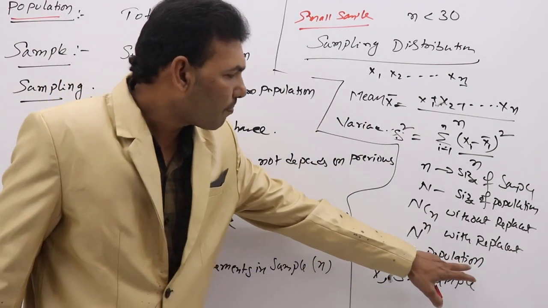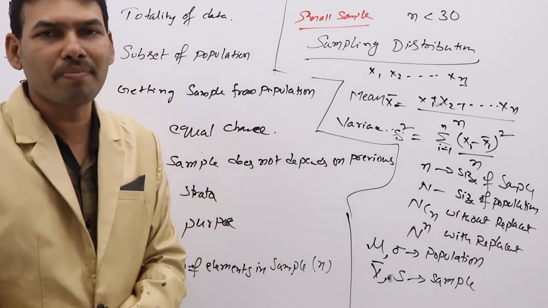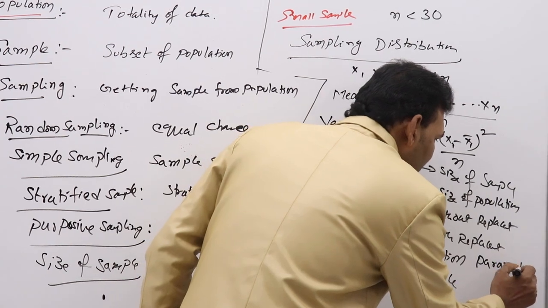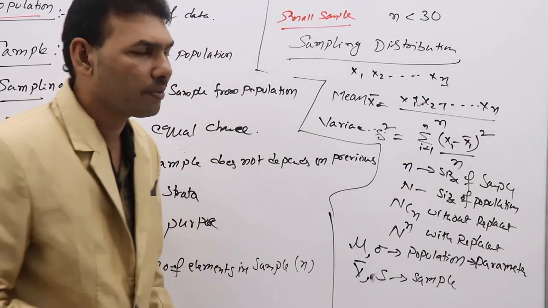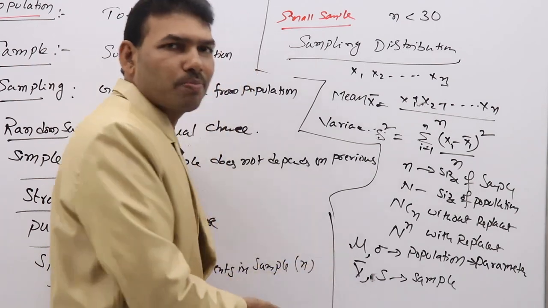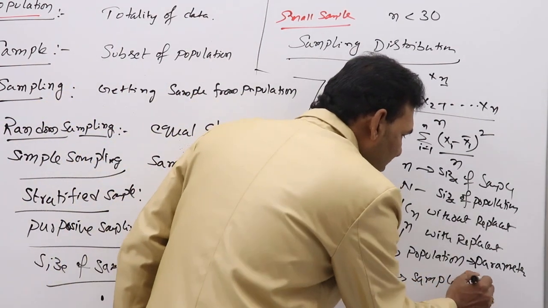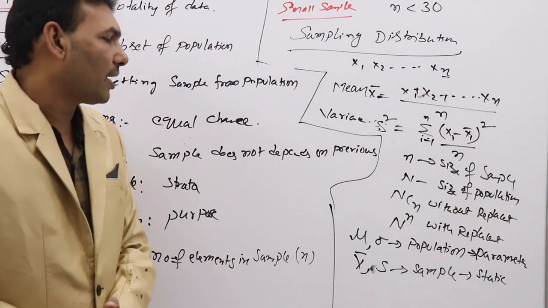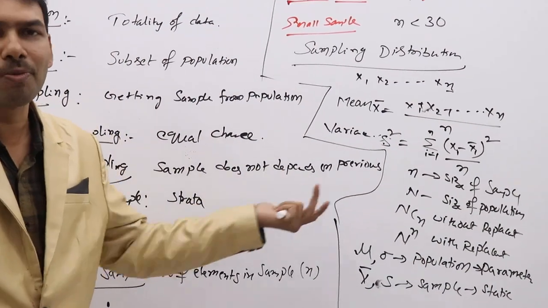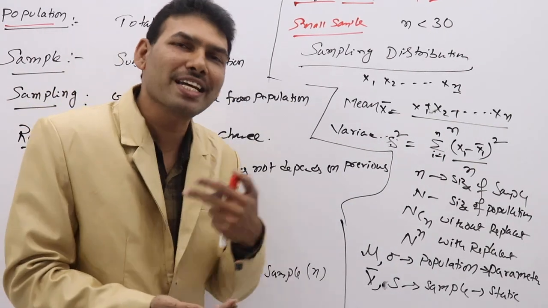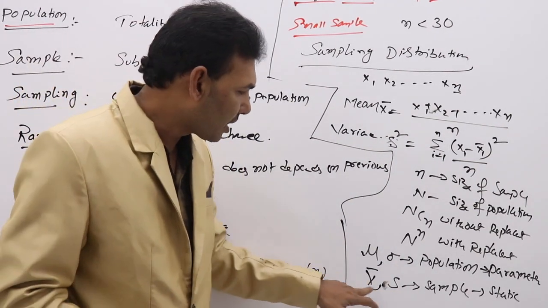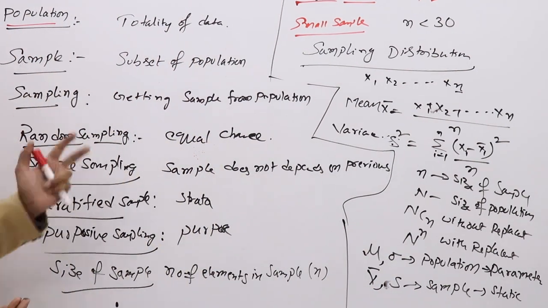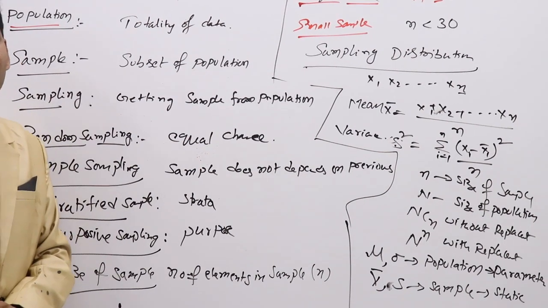So, like this, the population related measurements are called parameters. Sample related measurements like x bar and S are called statistics. So whenever we get a parameter, we are discussing the population. Whenever we are discussing a statistic, that means we are discussing sample related measurements. Are you clear? So this is about sampling distribution. Okay.